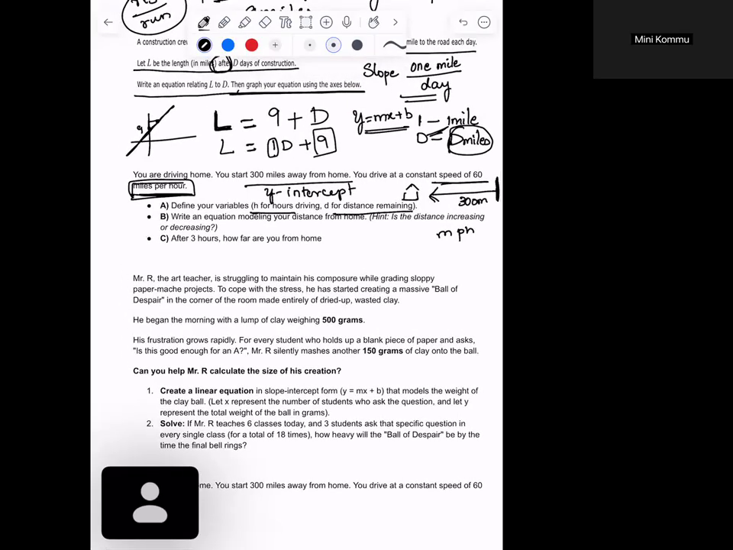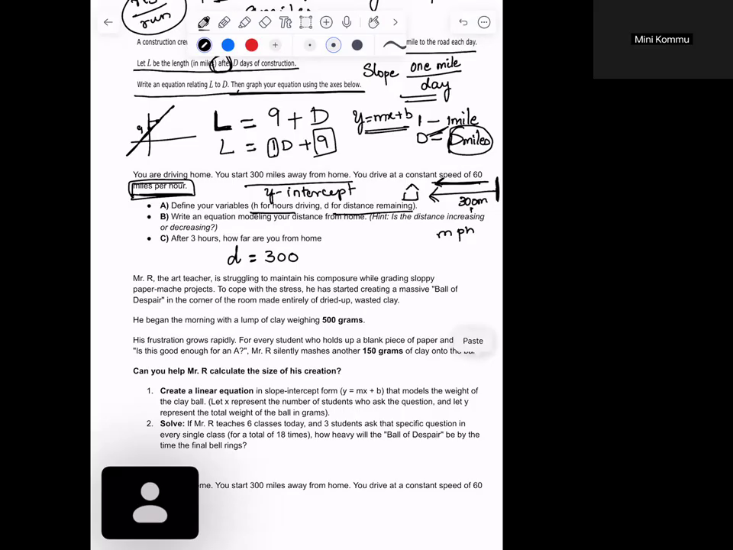Now, this is an important thing. You're driving towards your home. That means the distance is decreasing. When the distance is decreasing, you take away from the 300 miles that you have initially. So I'm going to say d is equal to 300 is the initial amount. However, I'm driving towards my house. What speed am I driving at? 60 miles per hour, correct?